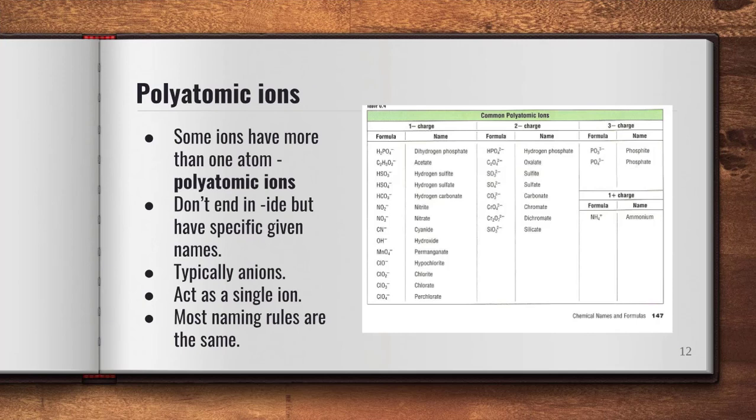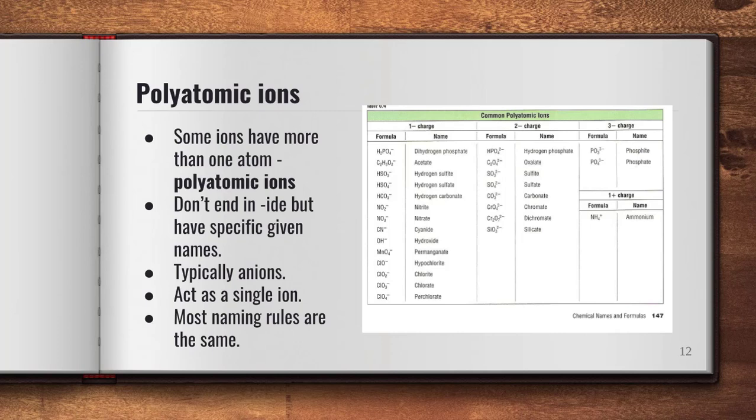Now, some ions have more than one atom, and these are known as polyatomic ions. They don't end in -ide, but they've been given specific names. So if you look at the examples on the right here, some very common polyatomic ions are nitrite, nitrate, cyanide, hydroxide, chlorite, chlorate. You'll see these and start to recognize these as you continue to use them more and more.